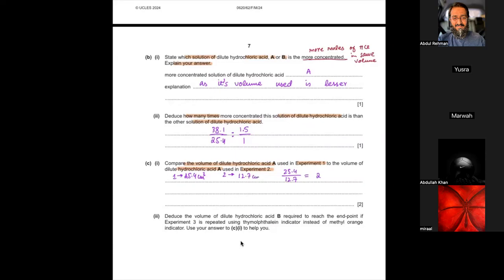Yes, sir. So our comparison will be that the volume of hydrochloric acid A in experiment 1 is actually twice the volume of HClA used in experiment 2. Is this clear to all of you?